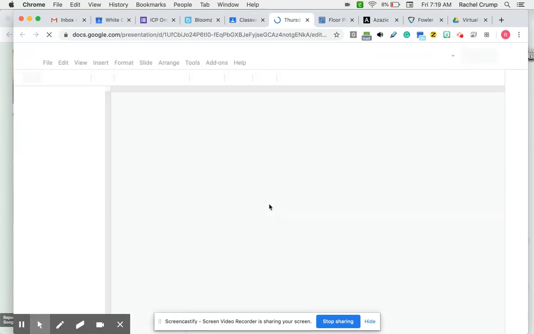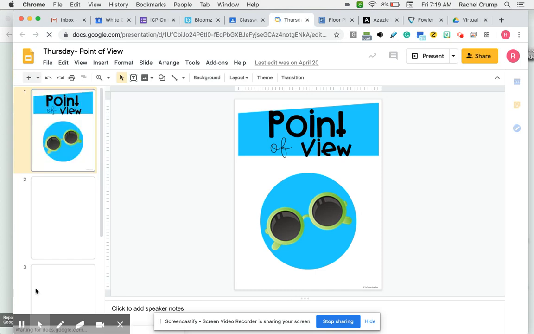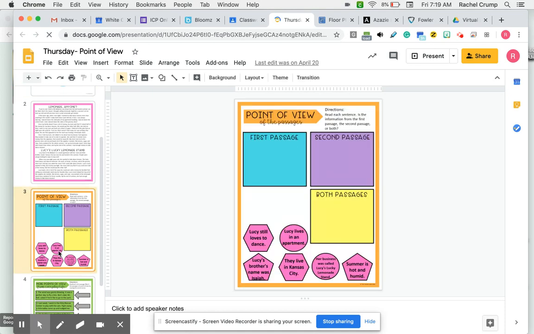Reading today is the same passage as yesterday. The only difference is the question. So let's look at those questions real quick when this loads. And we'll see. Okay, so the first page looks like this. It says, read each sentence. Is the information from the first passage, the second passage, or both?